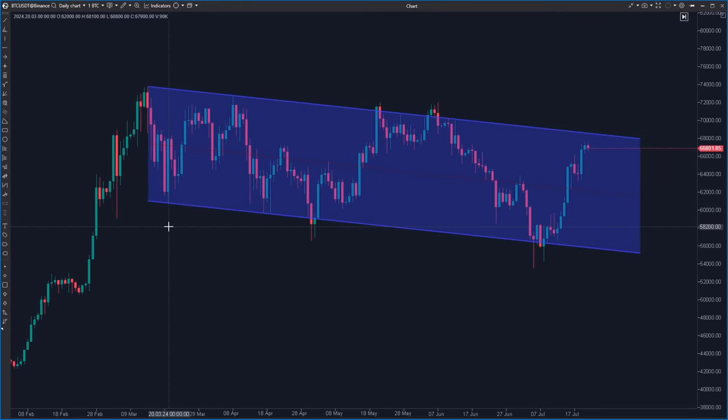So let's look at the settings of the channel's drawing tool. It's simple because all we expect from this tool is to draw a channel.